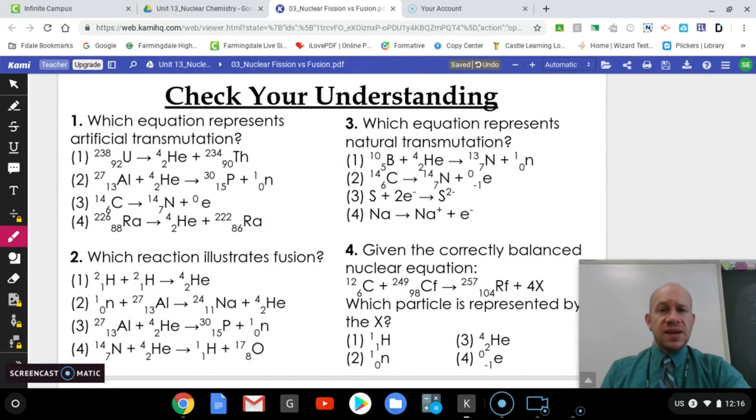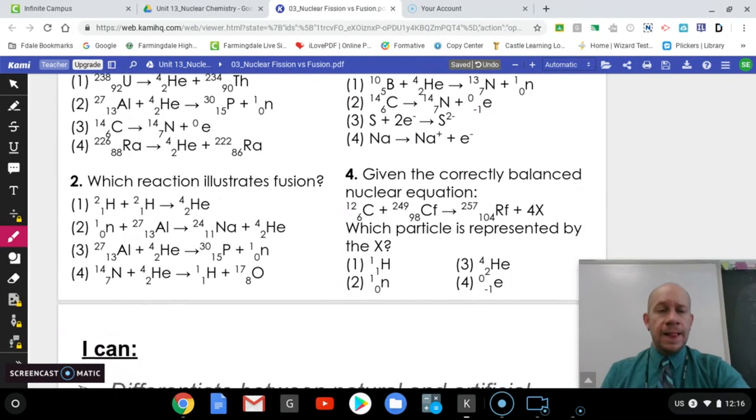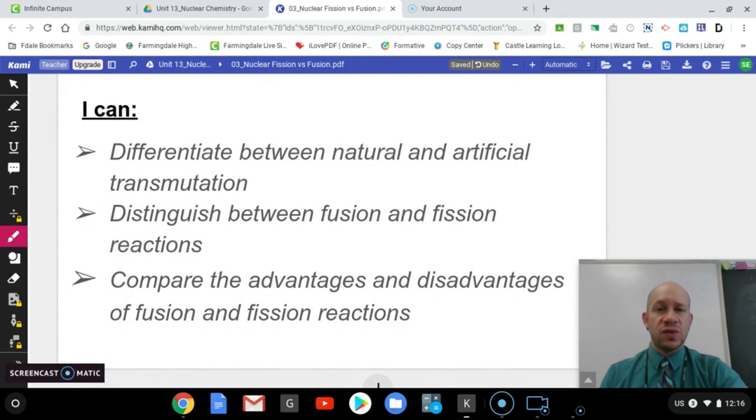So check your understanding. And now I can differentiate between natural and artificial transmutation. I can distinguish between fusion and fission reactions, and I can compare the advantages and disadvantages of fusion and fission reactions.